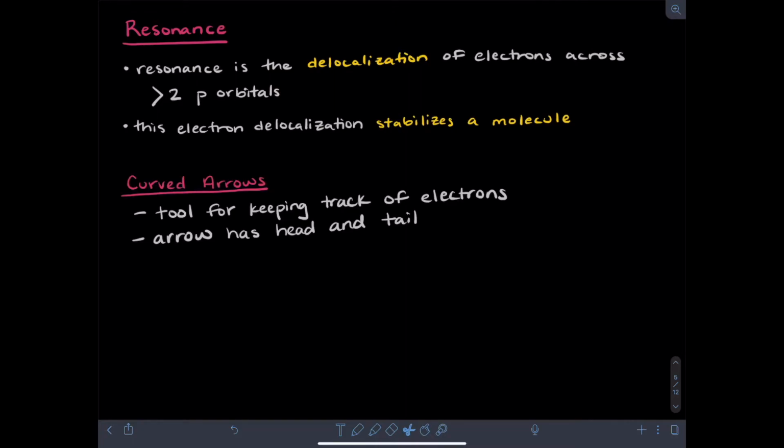I'm going to introduce a new tool that we'll use for resonance and for the rest of the semester for keeping track of electrons. This is going to be called curved arrows. The arrow can be considered to have both a head and a tail.